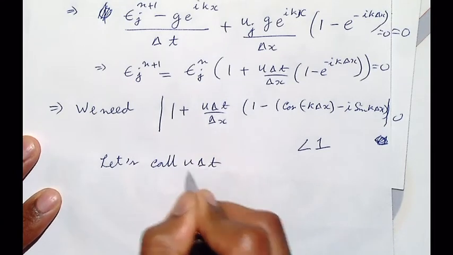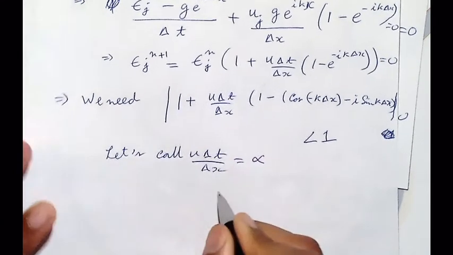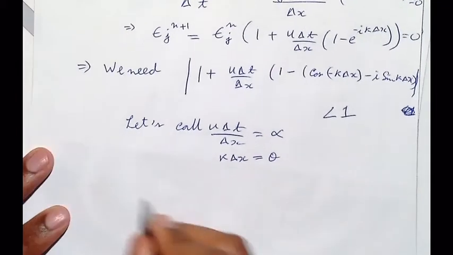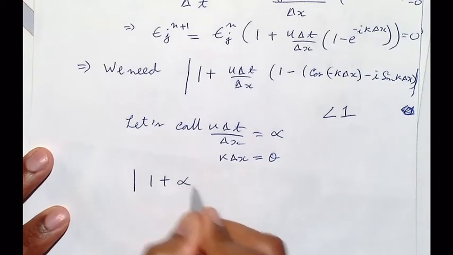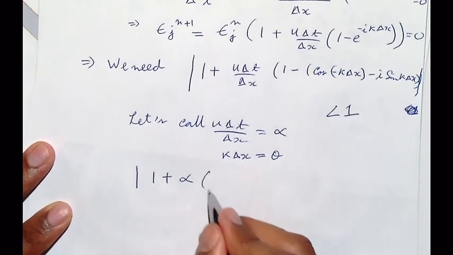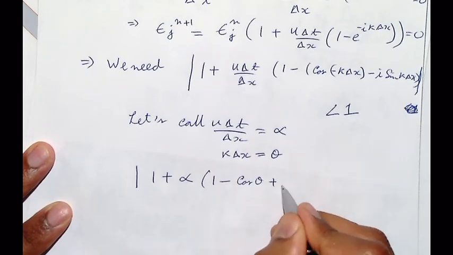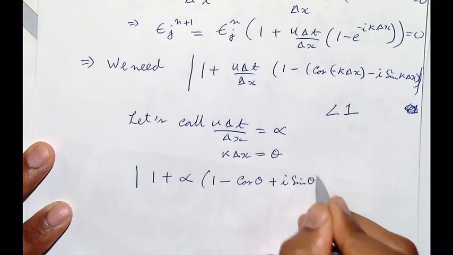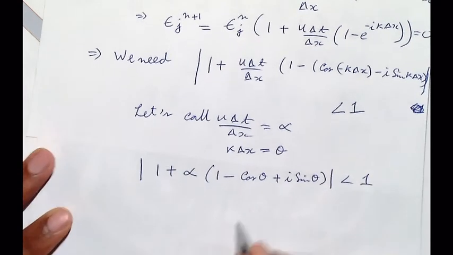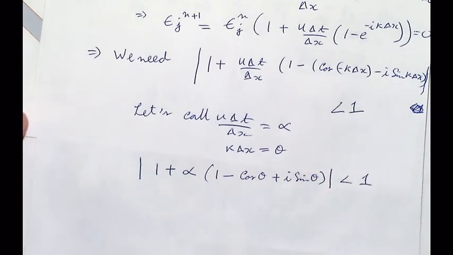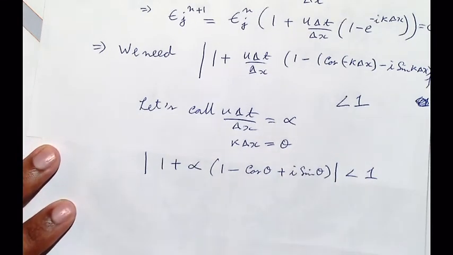u delta t over delta x is alpha, and k delta x is theta. So we have 1 plus alpha into 1 minus cos theta plus i sin theta, less than... Isn't the cosine of negative theta... Yeah, cosine minus theta is cosine theta. Oh, yeah, okay, all right. So yeah, please, if you see any other mistakes, please tell me.